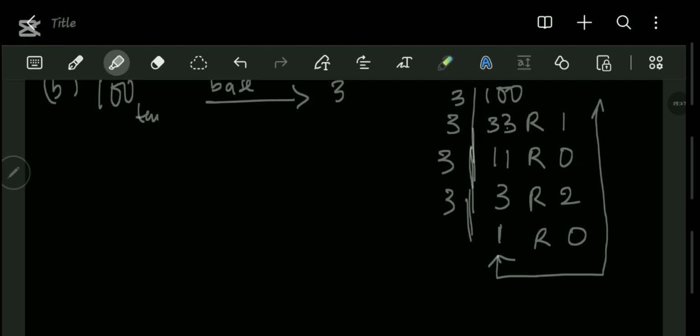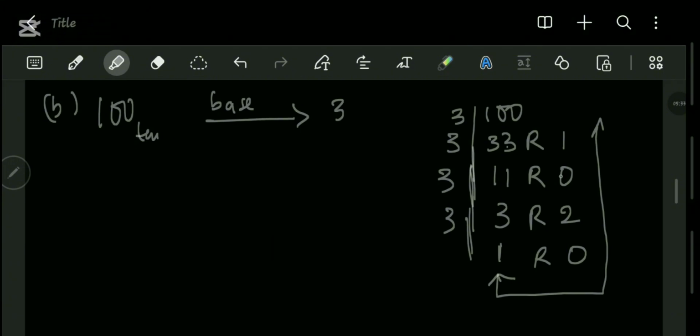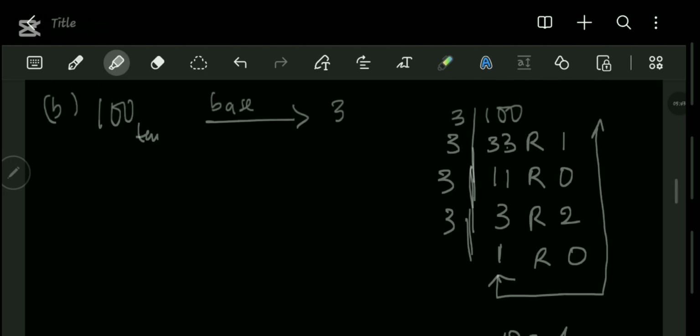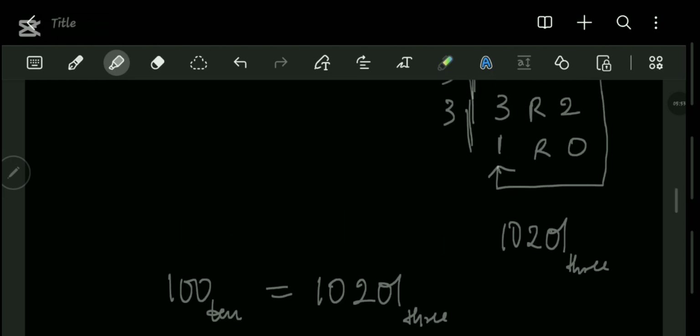So it means that our final answer should be 10201 in base 3. So it means that 100 in base 10 is equal to 10201 in base 3.